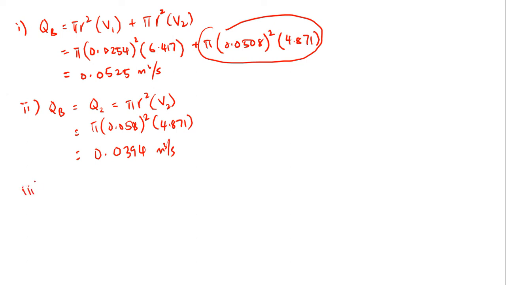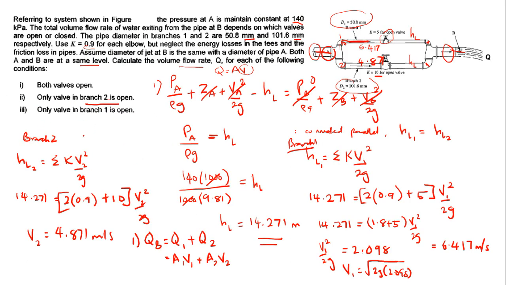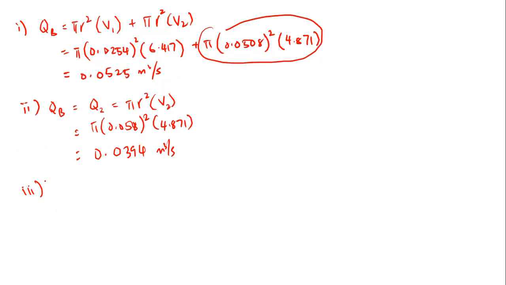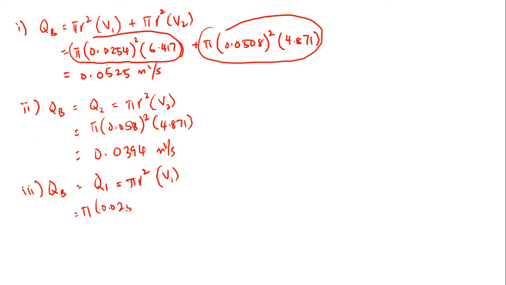And question number 3, if only the valve in branch 1 is open, QB equals Q1, which is pi r squared times V1. So pi times 0.0254 squared times 6.417, and this gives the answer 0.013 meters cubed per second.